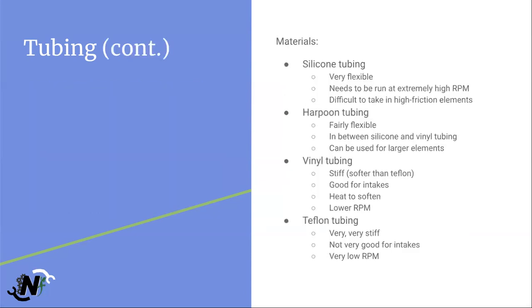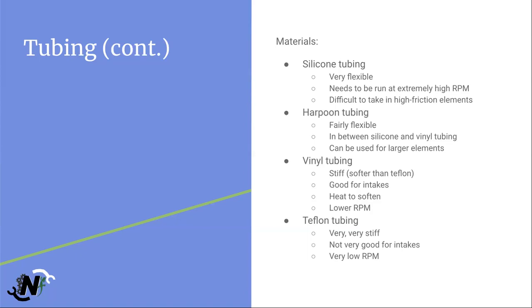So as for specific types of tubing, you have quite a few materials to choose from. Here I have 4. So starting off, you have silicone tubing, which is very flexible, but unfortunately needs to be run at very high RPM. And because it is very flexible, it's difficult to take in elements that don't like to move. For example, in Skystone, the huge stones or huge Lego bricks.